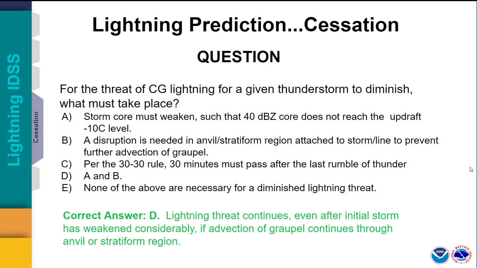For the storm cores themselves, you need for them to weaken such that the 40 dBZ core no longer reaches the updraft minus 10 Celsius level. And even then, it may take 10 or 20 minutes for the charged particles to disappear or fall out of the core. For storms or systems that have long anvils or stratiform regions, there needs to be a disruption, such as breaks in the precipitation field, or a sufficient time to pass for the charged particles to dissipate or descend, thus having no further separation of opposite charges that would promote lightning.